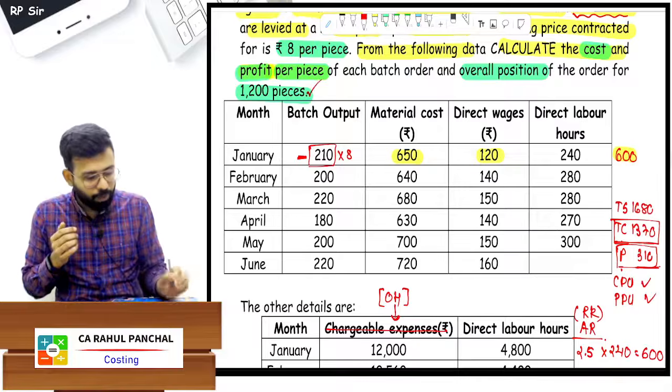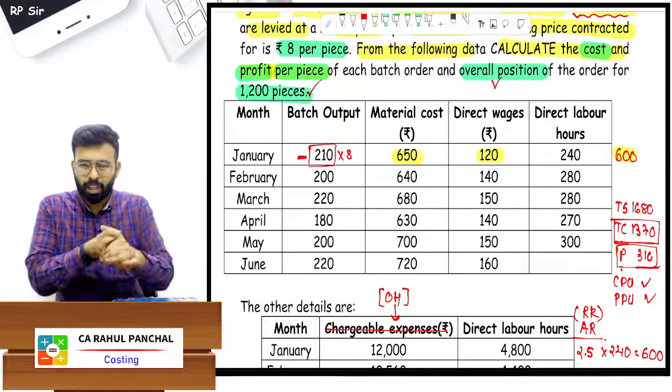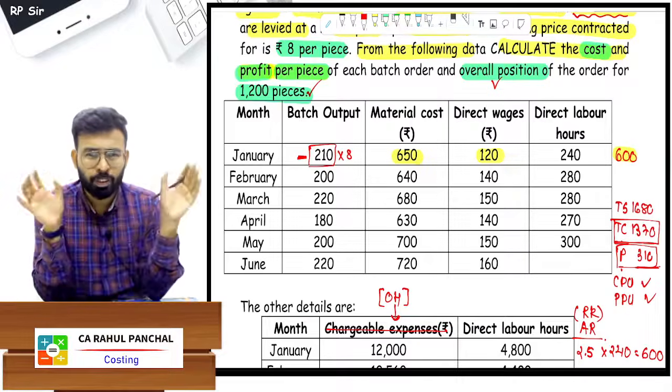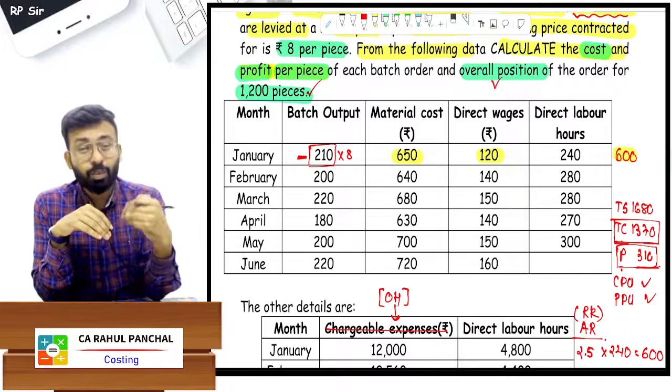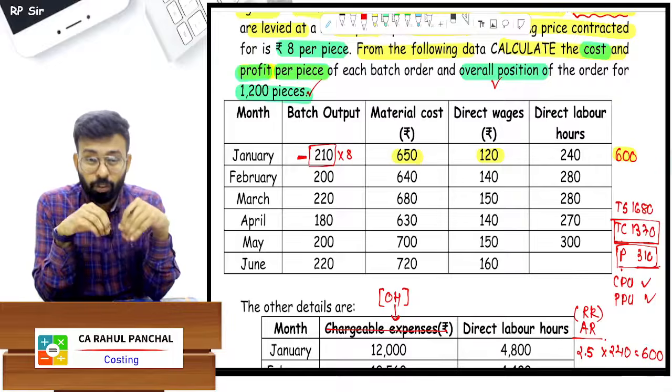So the first requirement will be done, and then accordingly you know the second requirement also, how to do that: overall position, take the total and all. The question is manageable. The only thing is it is for 6 months. If you want, I can show you the solution here.